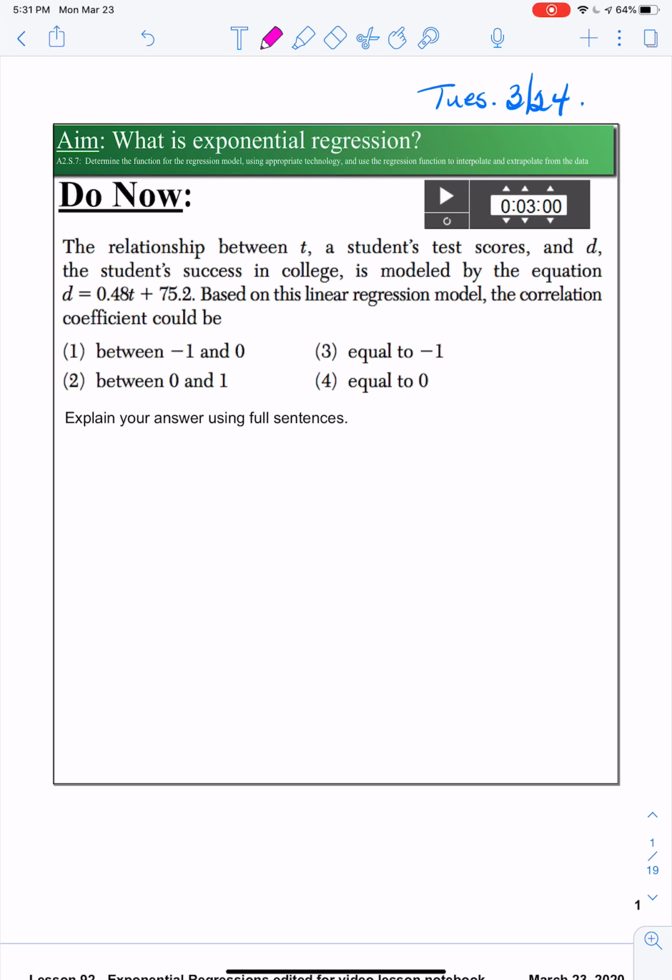Hi everyone, this is the lesson for Tuesday, March 24th. And today's lesson is what is exponential regression.